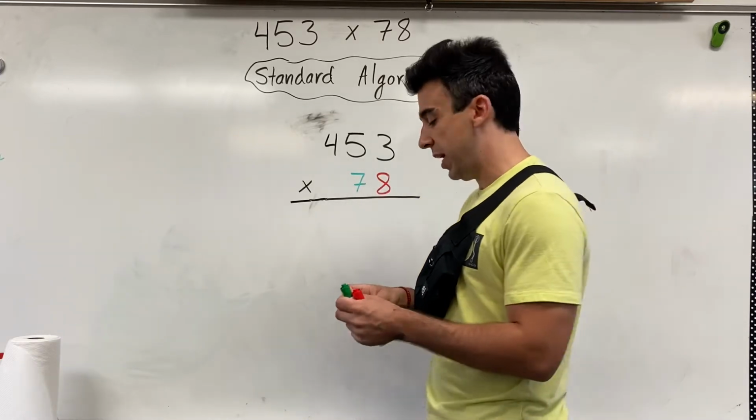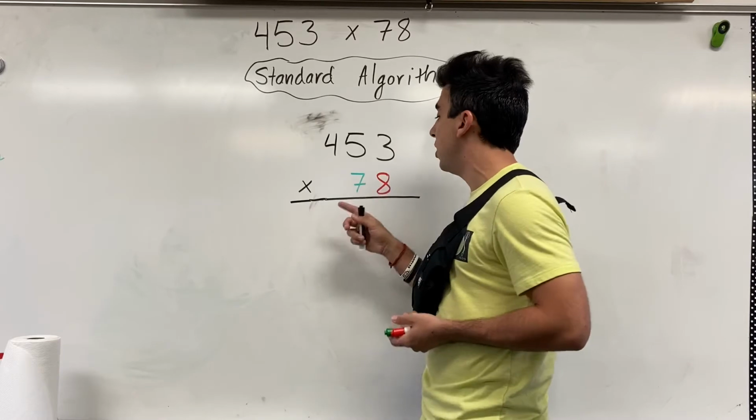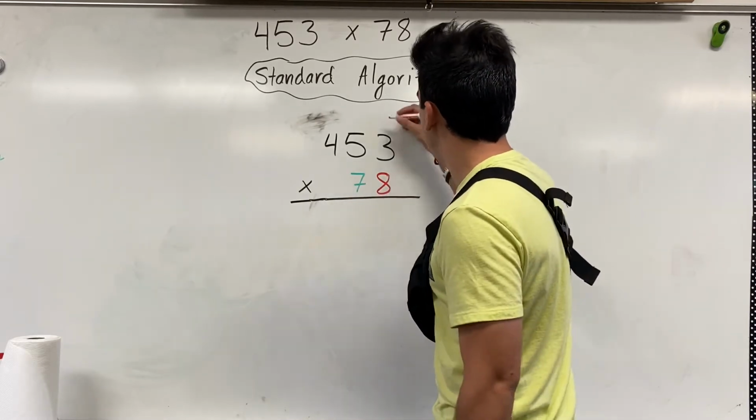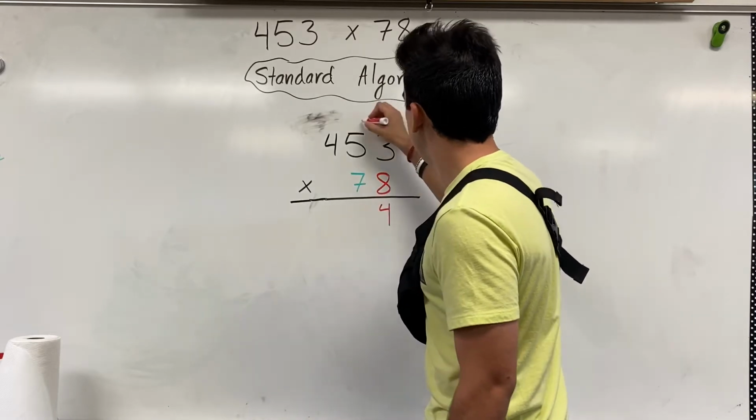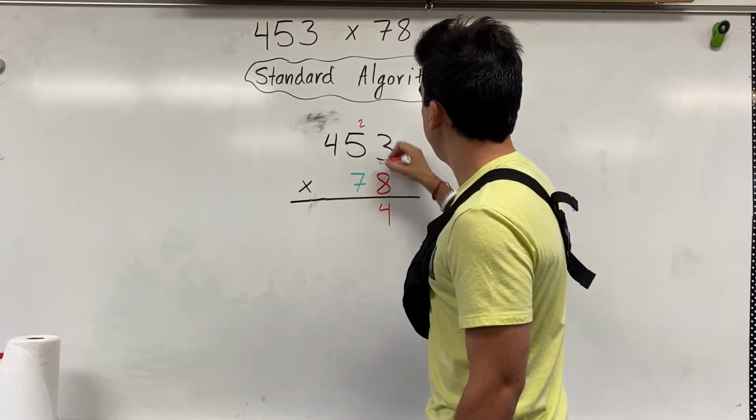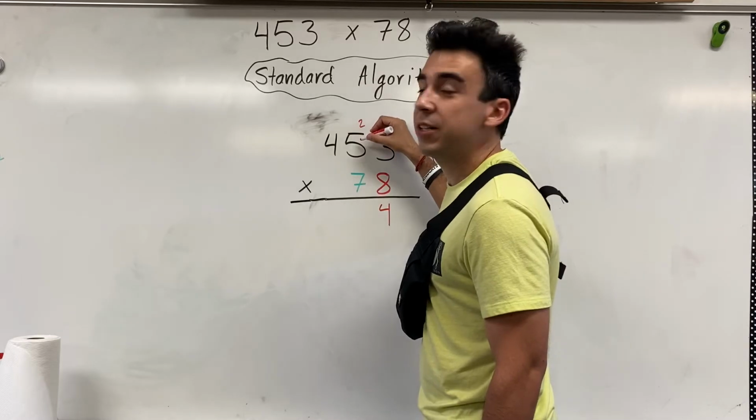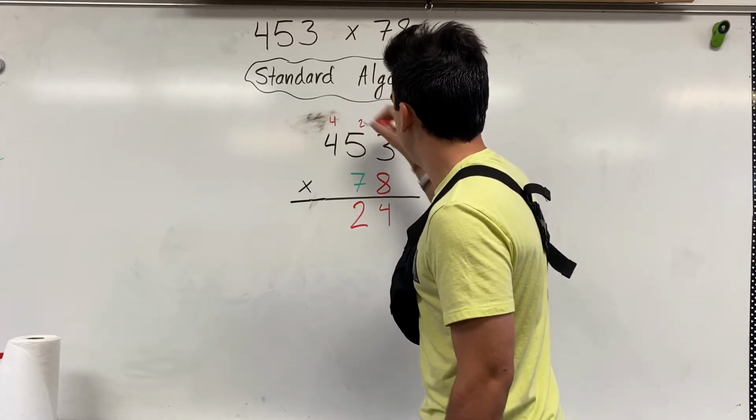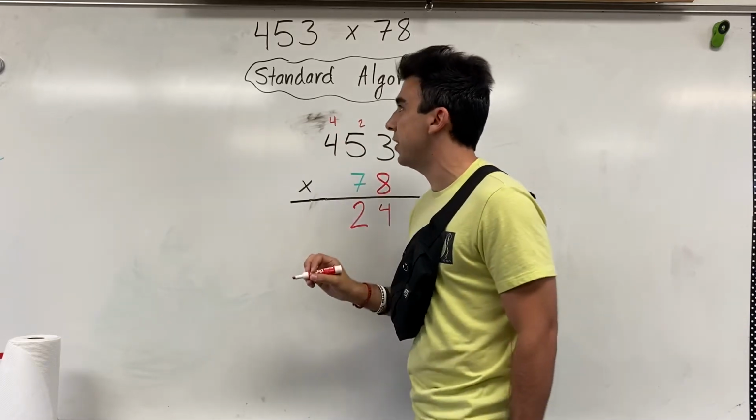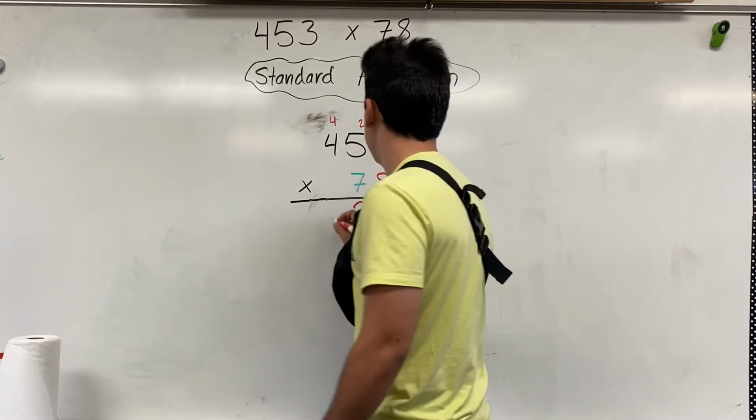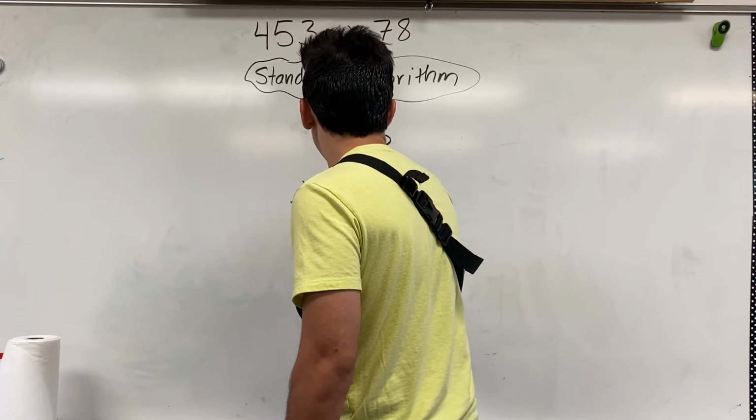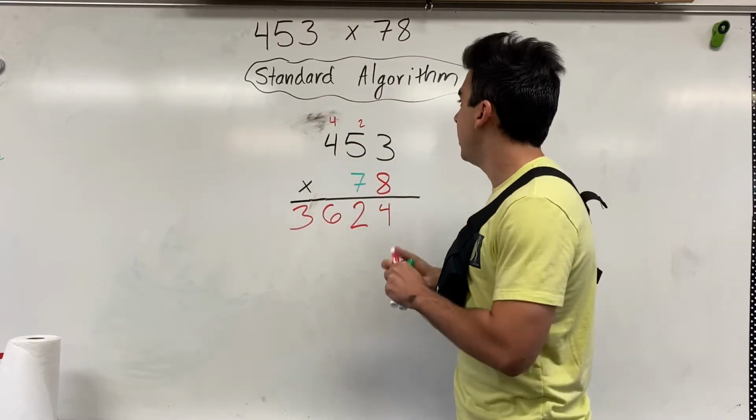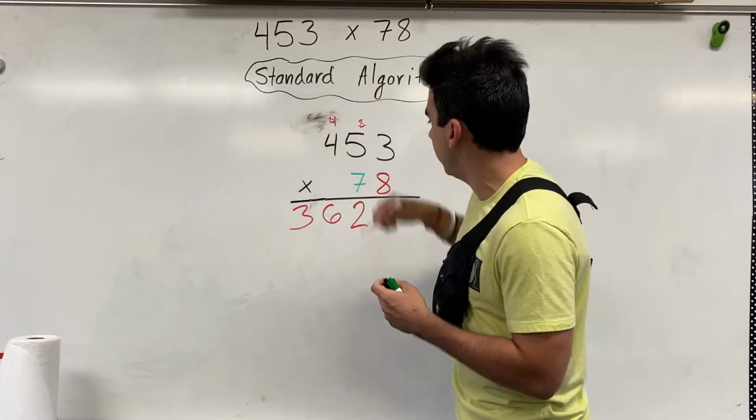So let's go ahead and begin by multiplying with the second factor's ones place, the 8. So 8 times 3 is 24. Carry over the 20. 8 times 5 is, good, 40 plus 2 is 42. 8 times 4 plus 4 is, good, 36. Good, so we have our first partial product. And I'm going to cross out these on top so I don't get confused.